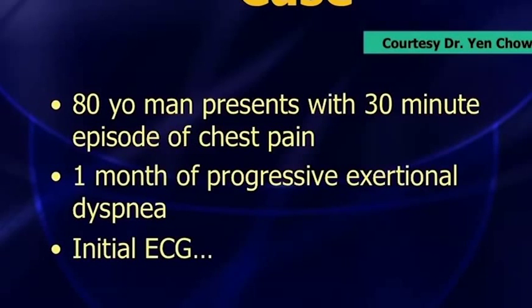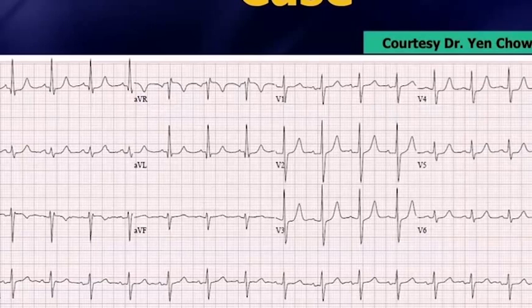So this was a patient that he took care of. An 80-year-old man came into the emergency department complaining of a 30-minute episode of chest pain. By the time the patient arrived, he was feeling a lot better, and he reported a 1-month history of progressive exertional shortness of breath. Now, 80 years old with practically any cardiopulmonary complaints, you've got to really worry, and you're going to get an EKG, of course. And here is the initial 12-lead EKG.